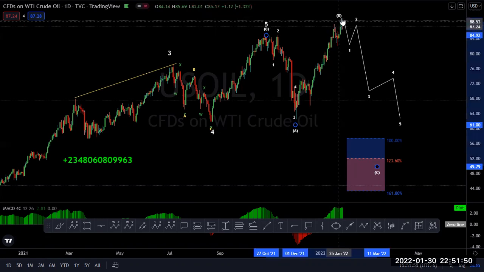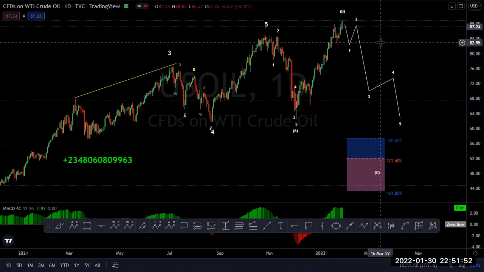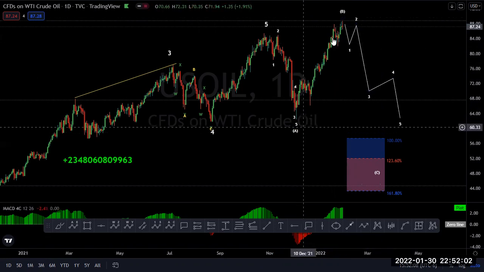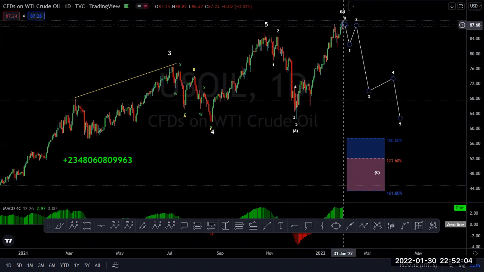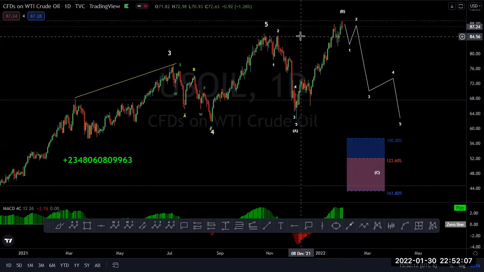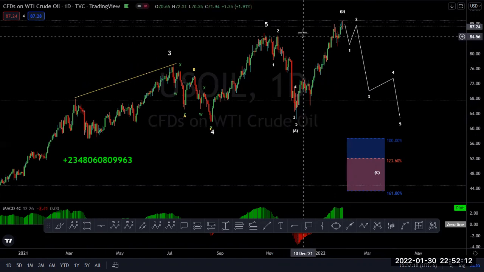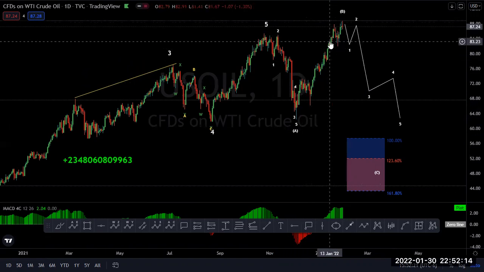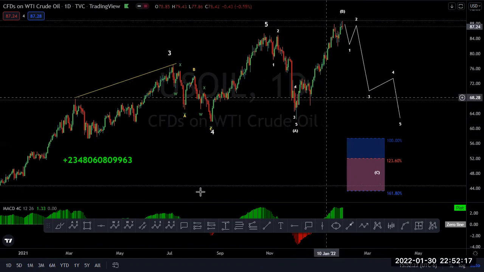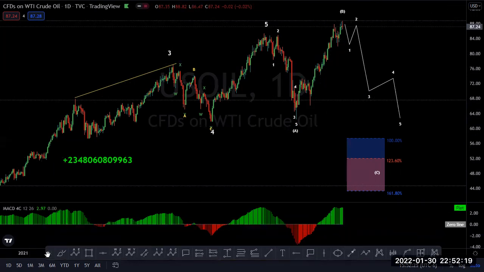So what are we having now? It's what we call an irregular flat. It will either be a running flat or an expanding flat. That is when the end of wave B exceeds the start of wave A. It's called an irregular flat. So this doesn't mean that we will continue to buy, because structure-wise, wave 5 has ended here.